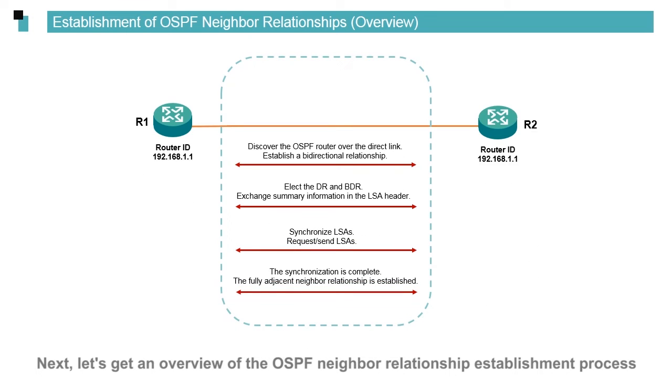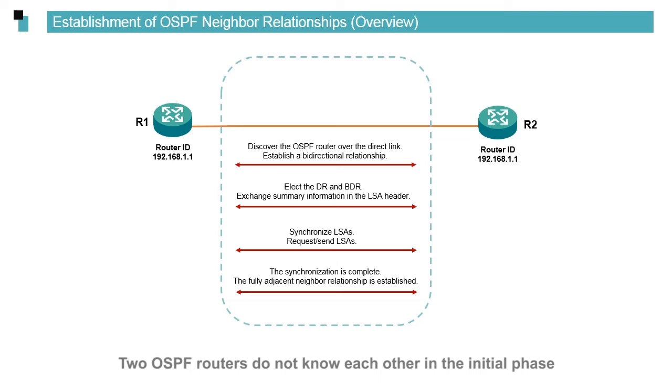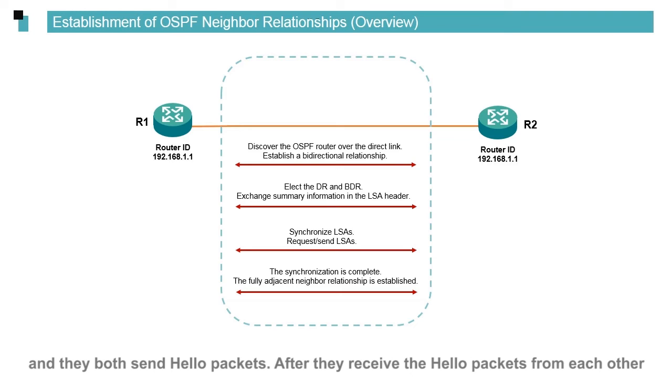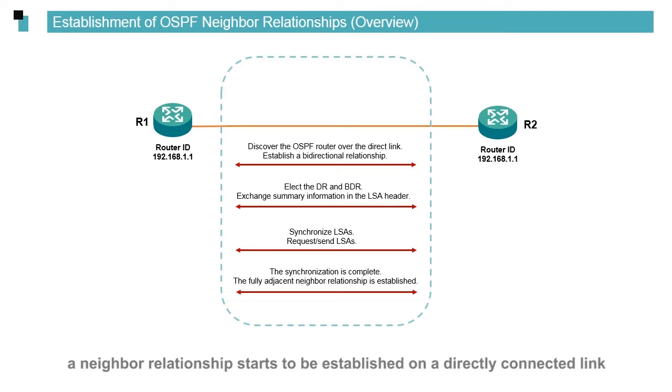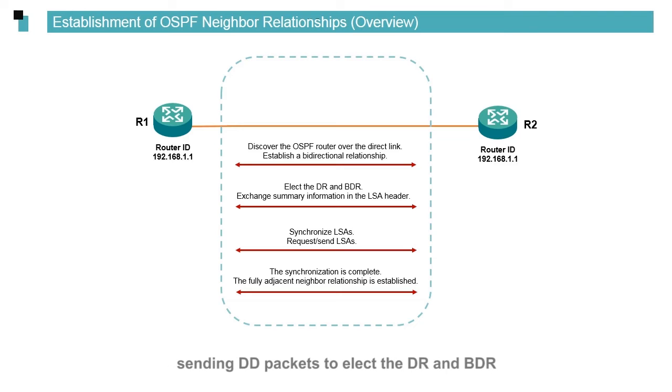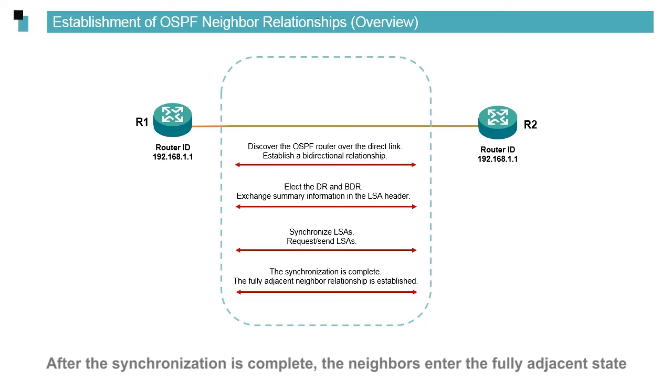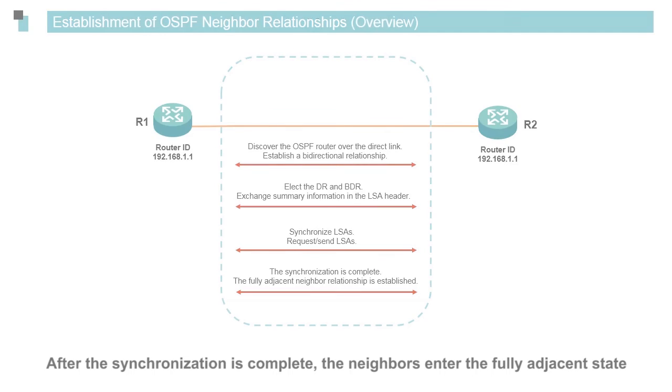Next, let's get an overview of the OSPF neighbor relationship establishment process. Two OSPF routers do not know each other in the initial phase, and they both send hello packets. After they receive the hello packets from each other, a neighbor relationship starts to be established on a directly connected link. First, the neighbors exchange the summary information in the LSA header by sending DD packets to elect the DR and BDR. Then they request and send LSAs for synchronization. After the synchronization is complete, the neighbors enter the fully adjacent state.